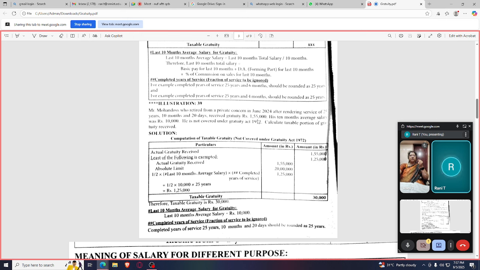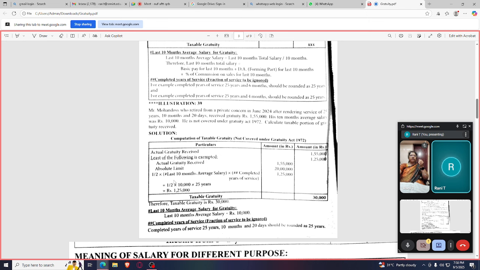So, what is the actual gratuity received? Actual gratuity received is 1,55,000. Then we have to consider three, and among the three the least will be exempted. So, the first one is actual gratuity received, second is the absolute limit of 20 lakhs, and here what is the third provision? 1/2 into last 10 months average salary. So, what is the salary here? 10,000 is the average salary.